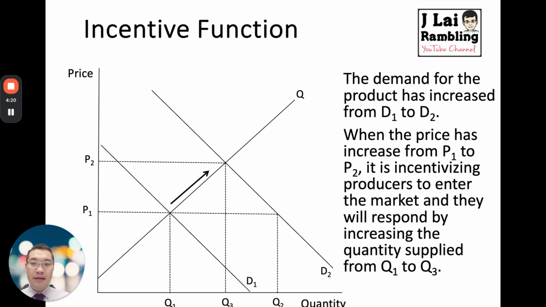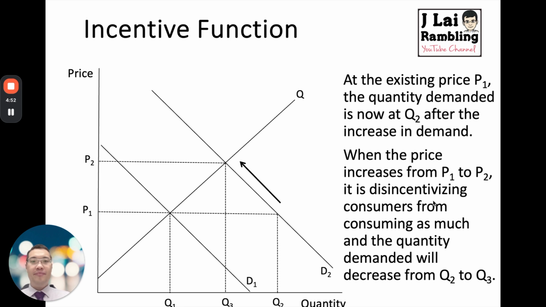Therefore, with a higher price, it is incentivizing producers to enter the market and therefore increasing the quantity supplied from Q1 all the way up to Q3. Okay, as I've written here, when the price has increased from P1 to P2, it is incentivizing the producers to enter the market, and they will respond by increasing the quantity supplied from Q1 to Q3. Look at how I use the word supplied, okay, because this is a price factor change.